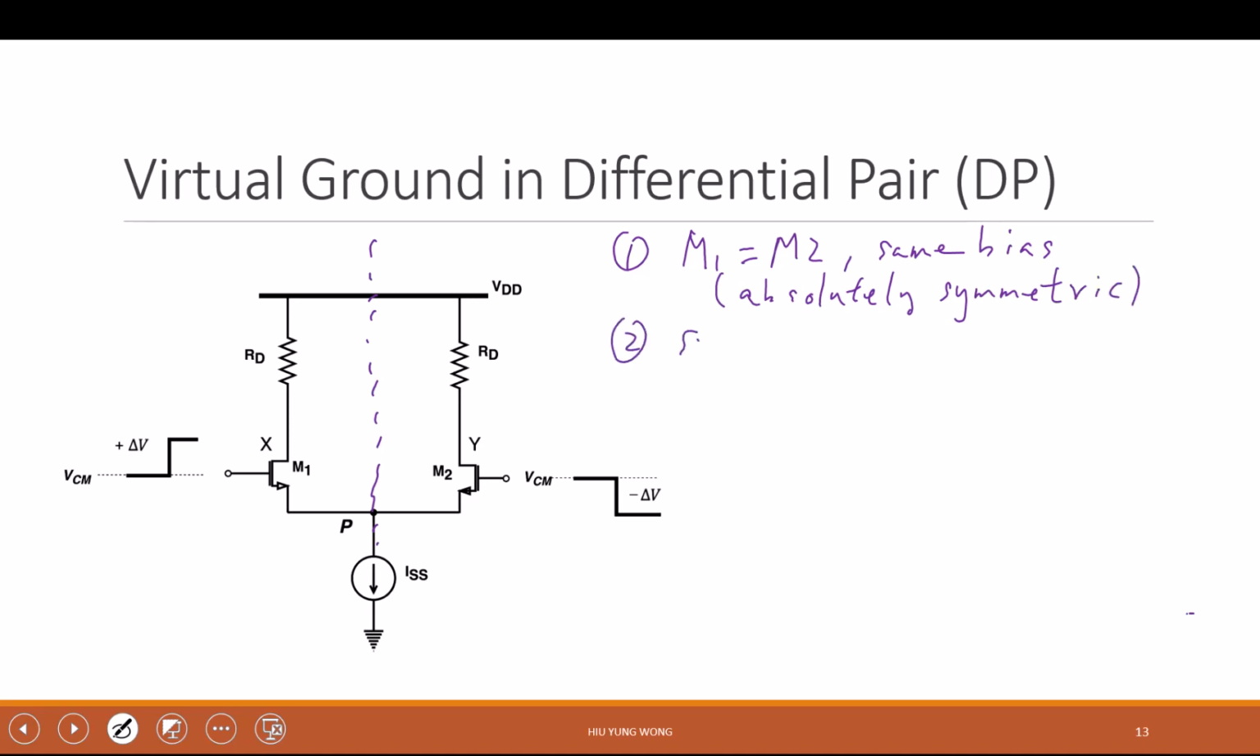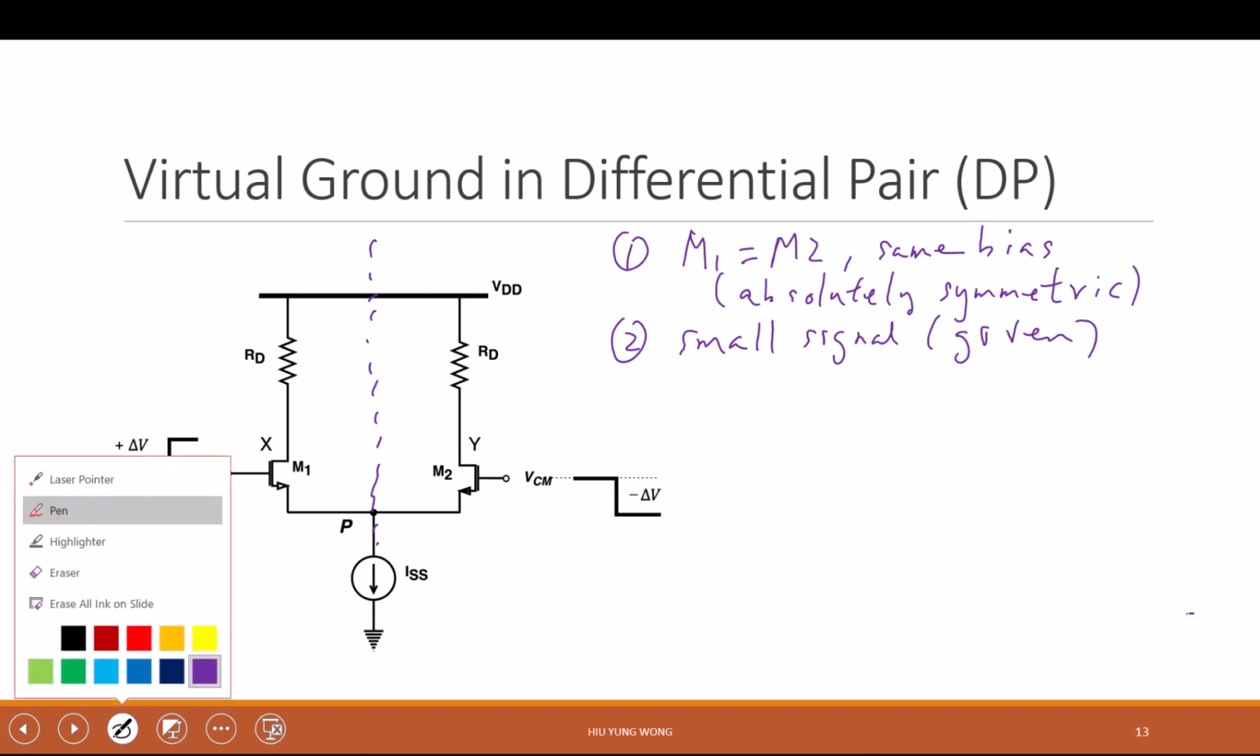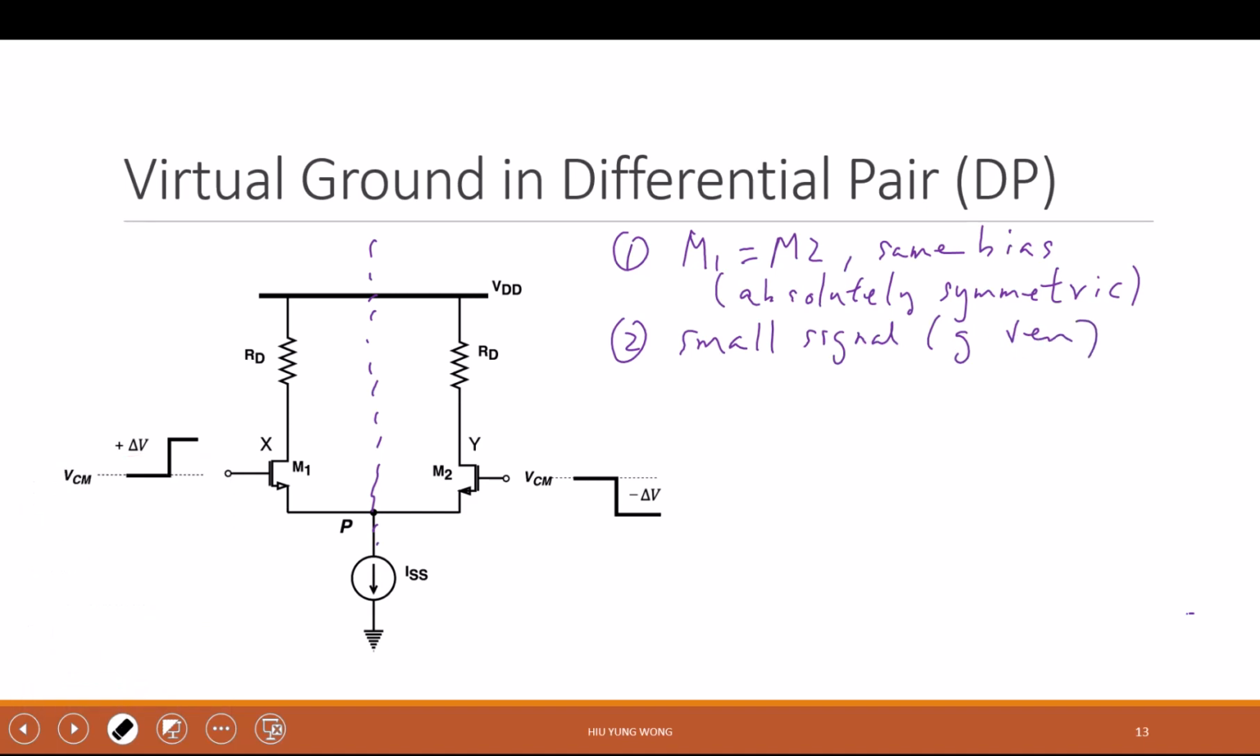Well, it's small signal because this is given. If it is not small signal, then you need to be careful because you cannot linearize the transistor in the way that you want. And it's given differential input. Then what?